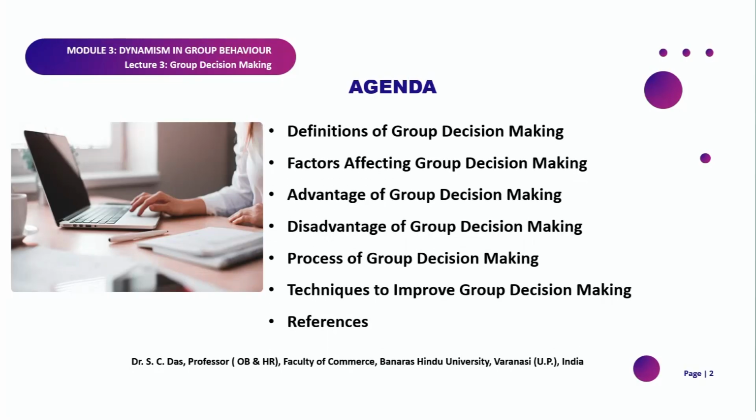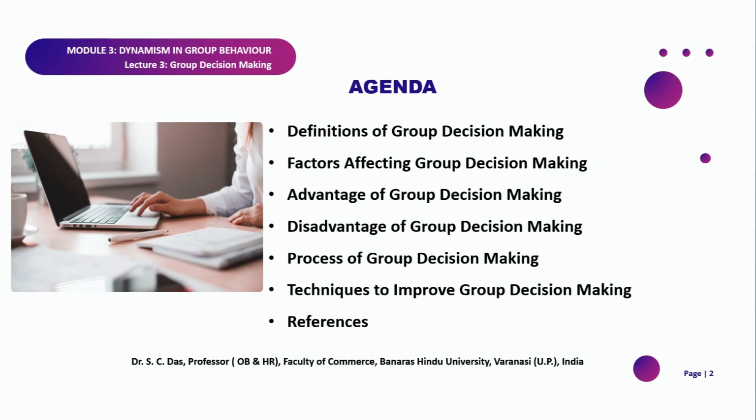What are the advantages of group decision making? What are the precautions to be taken in group decision making? All these things will be discussed under this particular segment. Starting our theoretical interpretation of group decision making: agenda, factors affecting decision making, group decision making, advantages, disadvantages, process of group decision making, and techniques to improve group decision making. Of course, I will give you some references.